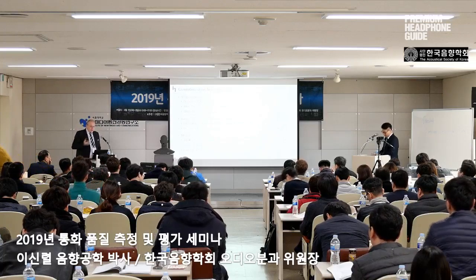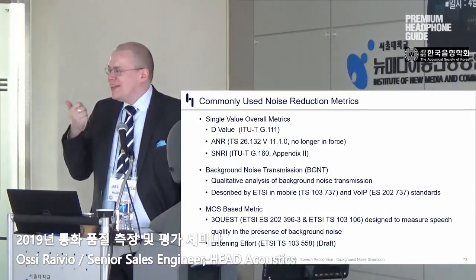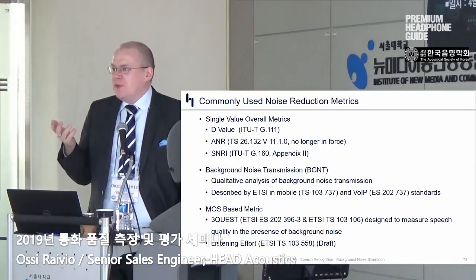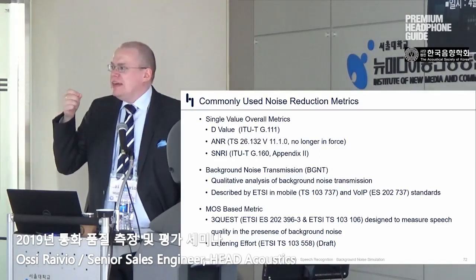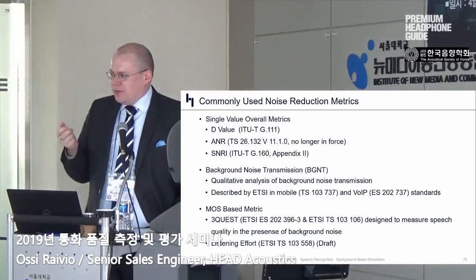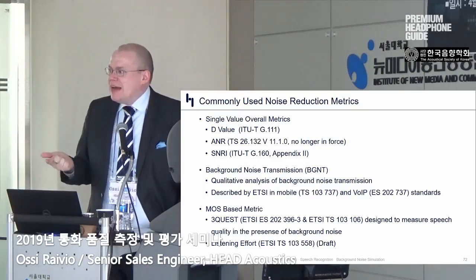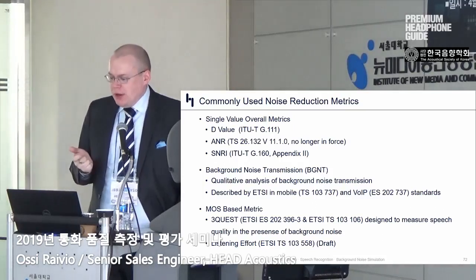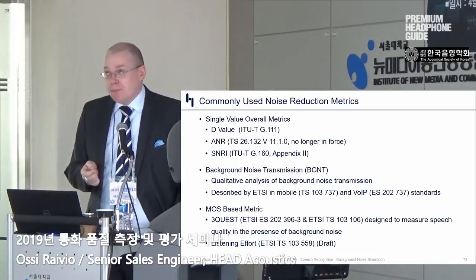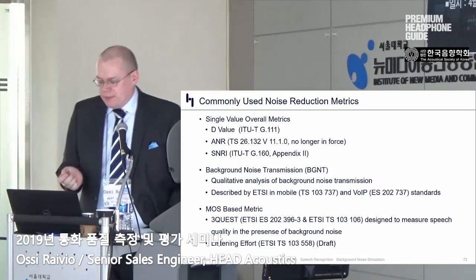So, what kind of metrics are we using? There are what we call single value metrics. Basically, these metrics will give you a single dB value as a result. The typical examples here are D value, ANR, meaning ambient noise rejection, and SNRI, signal to noise ratio improvement. So that's what the I means, SNR improvement.